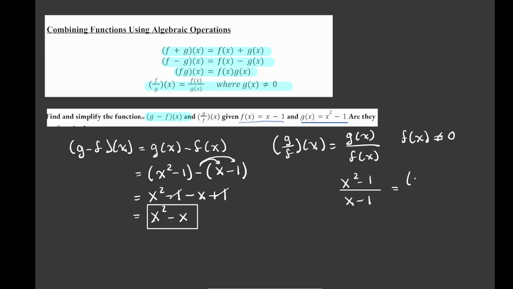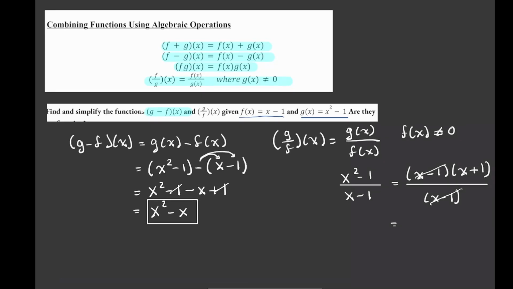The numerator can be factored as x minus 1 times x plus 1, and I have x minus 1 on the bottom. Since the top is two factors being multiplied together, the x minus 1 goes away with the x minus 1. Now my final answer is x plus 1. So g of x divided by f of x is equal to x plus 1.